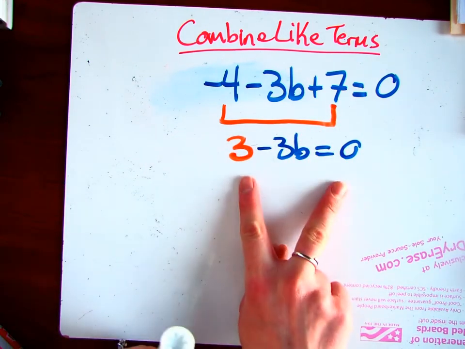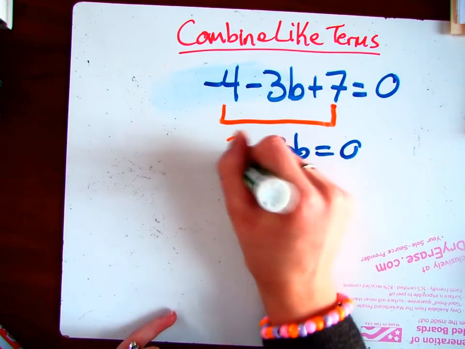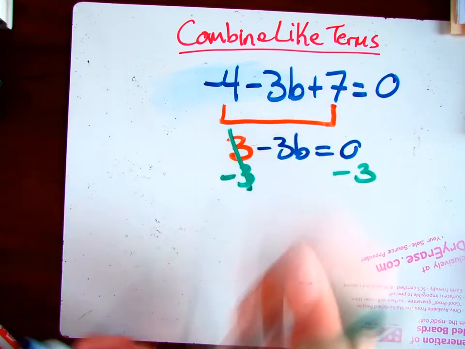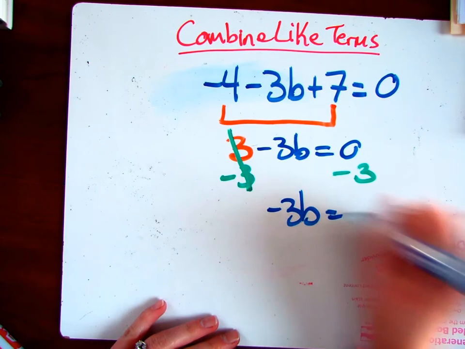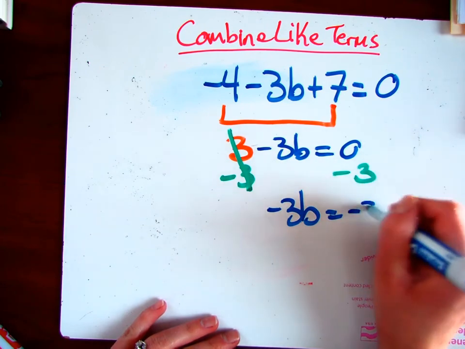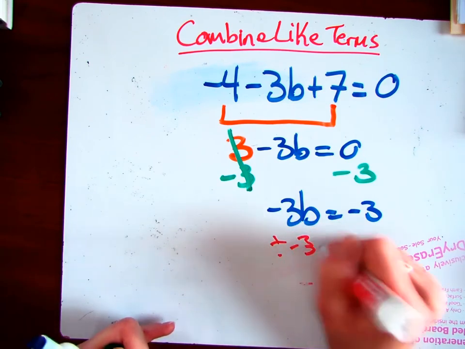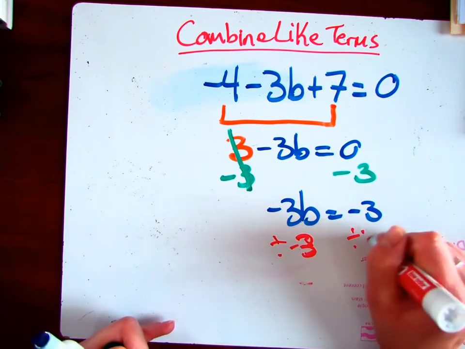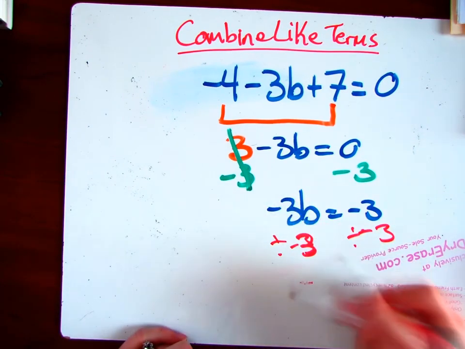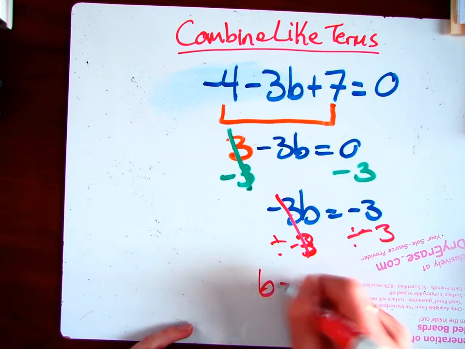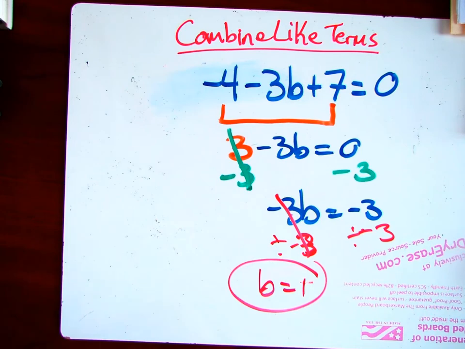I need to get these two things together that do not have a letter attached to them, so that means I'll get rid of the 3, so I'll do minus 3 on both sides. That's gone. And then I will end up with 3b equals negative 3. To get rid of the negative 3, I will just divide by negative 3 on both sides. We're dividing by negative 3 because we need to get rid of that negative sign also. So b is now by itself, and negative 3 divided by negative 3 is 1. Final answer.